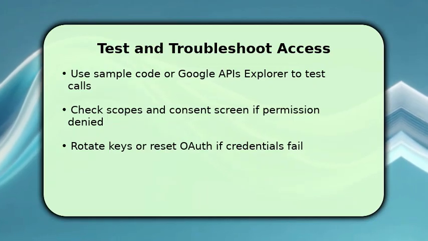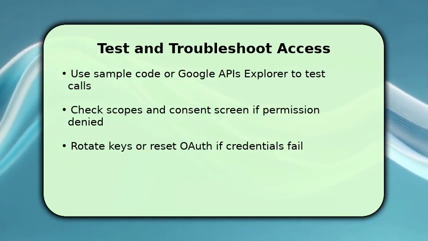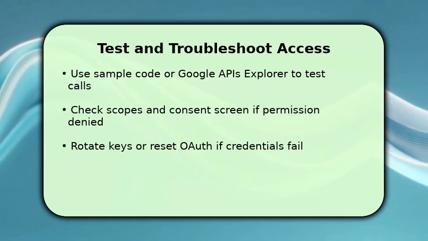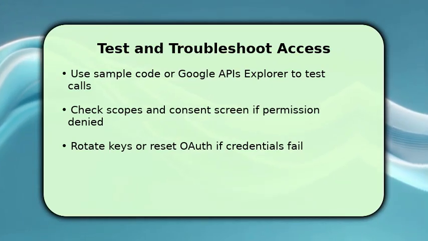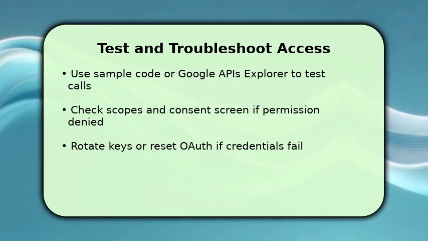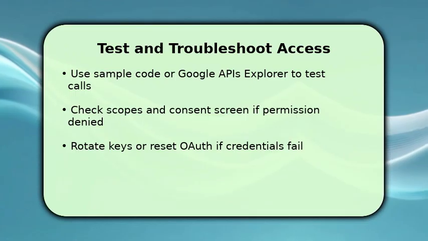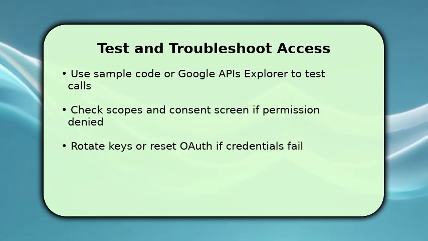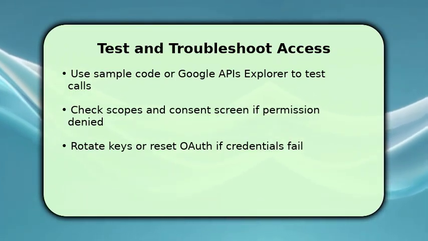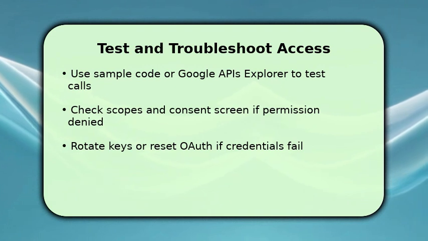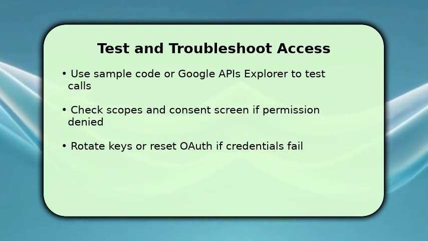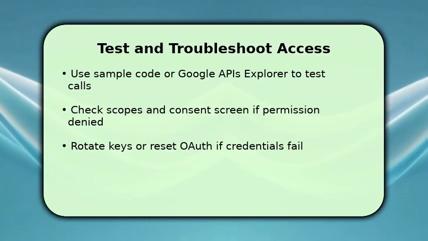Once done, implement token refresh logic and secure storage for keys. If calls fail, make sure requested scopes match the consent screen and reauthorize. If authentication errors persist, rotate credentials or recreate the OAuth client. One key troubleshooting tip: inspect returned error messages and confirm redirect URIs and service account domain delegation settings match exactly.